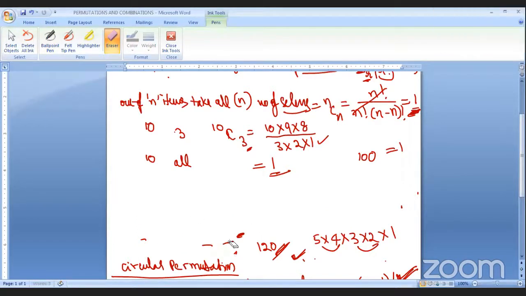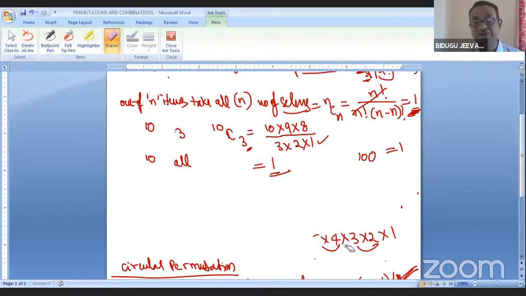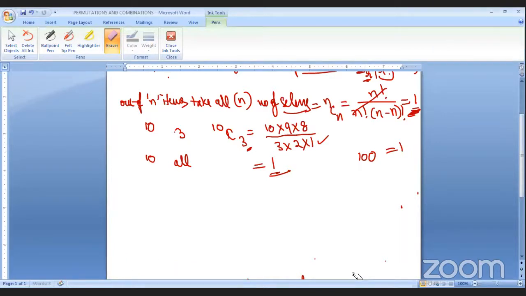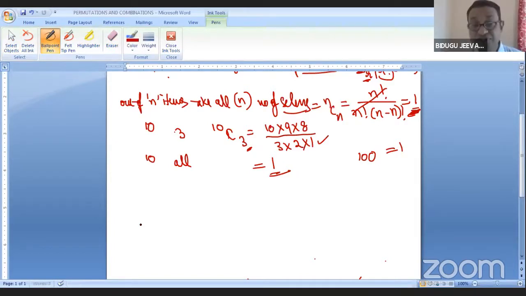Select all of them. Suppose 20 people I want to take. I want to select 20 people out of 20. My answer is 1. What does it mean? There is only one way to select.